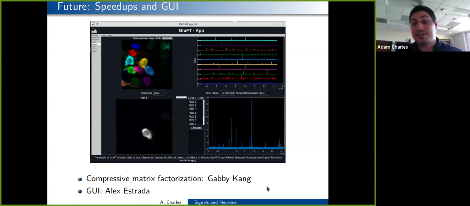Similarly, a very talented undergrad in my lab who just graduated, she'll be starting grad school at MIT next year, Gabby Kang, has been working on some compressive matrix factorization tools to make this all run faster. And I want to keep that in mind for a minute. I'll come back to that in one slide.